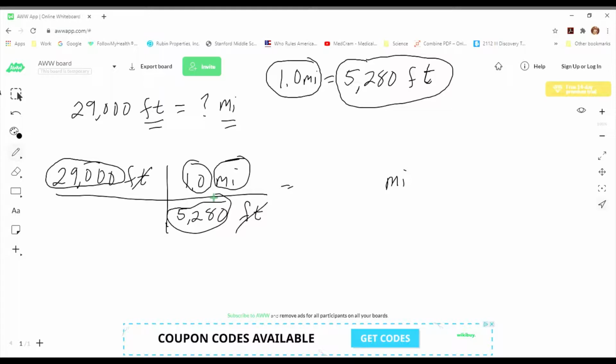And you get 5.49, almost 5.5. About 5.5. If we were to round it to one decimal place, then it would be 5.5. But here I got 5.49. Actually, I got 5.492.